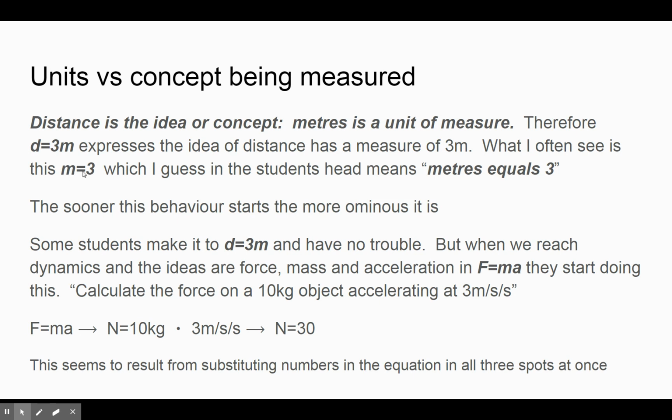And so some of you will get to distance equals 3 meters, no problem. But here's where I start to see it later. The acceleration formula, F equals ma, or Newton's law. And I give you a problem. Calculate the force on a 10 kilogram object accelerating at 3 meters per second. And the student will do this. F equals ma. And for some really weird reason, the letter F suddenly changes to N for units. And they write 10 kilograms times 3. And before I do it, they have Newtons equals 30.